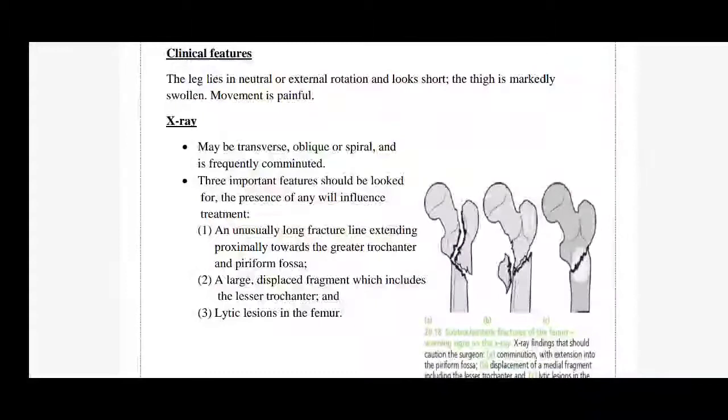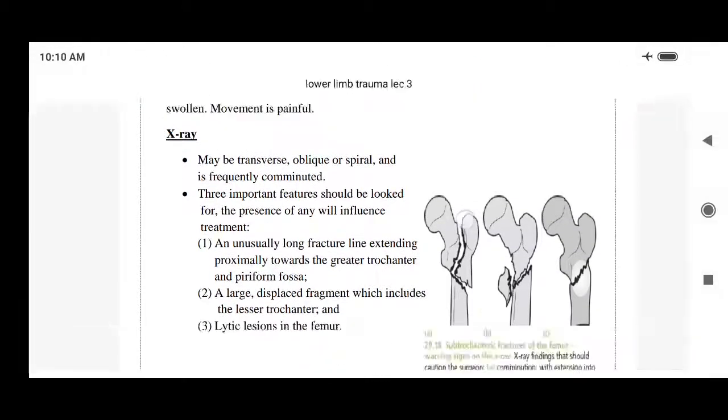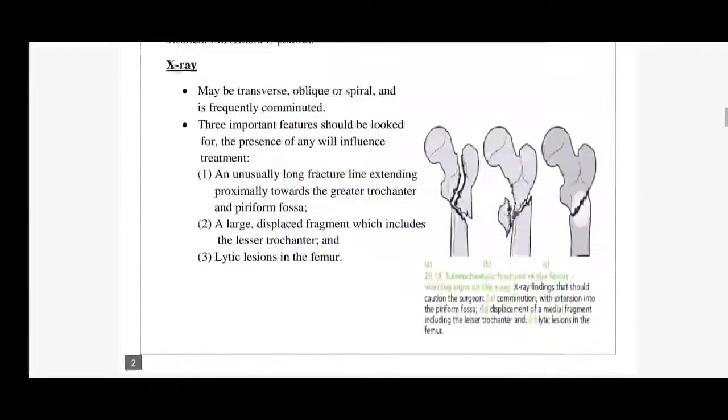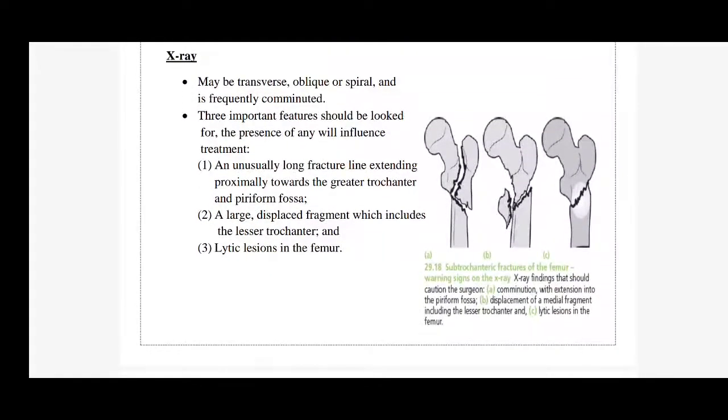X-ray: there may be transverse fracture or oblique or spiral or comminuted or even reverse oblique. 3 important features should be looked for, and the presence of any will influence the type and modality of the fixation. Number 1, an unusually long fracture line extending proximally toward the greater trochanter and piriform fossa. This will alter the type of treatment. Another is a large displaced fragment, including the lesser trochanter. This will affect the stability of the fracture even after fixation.